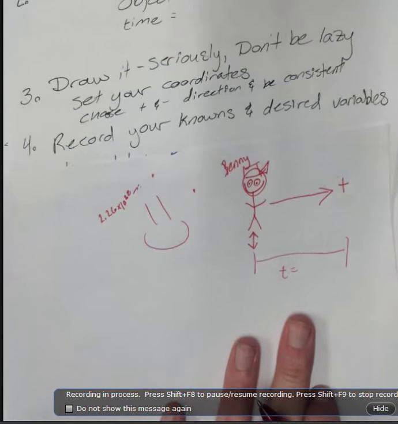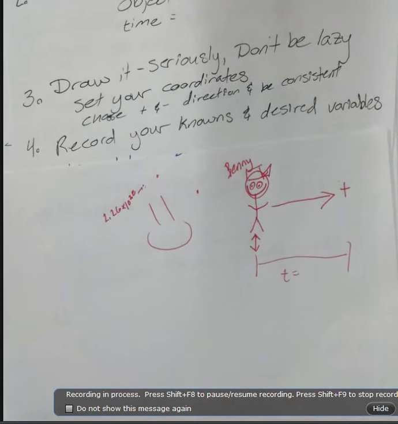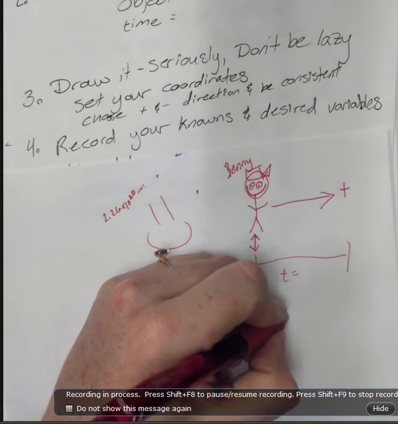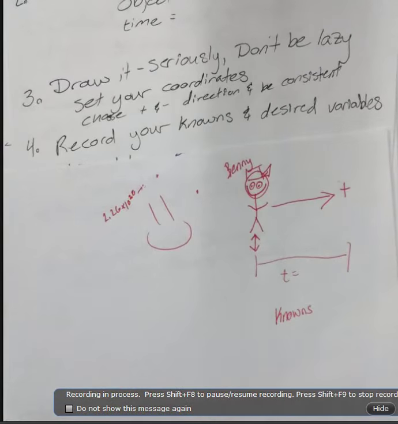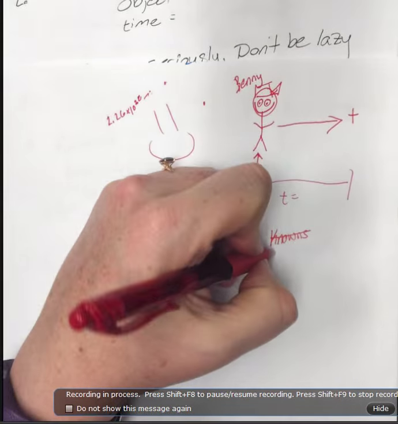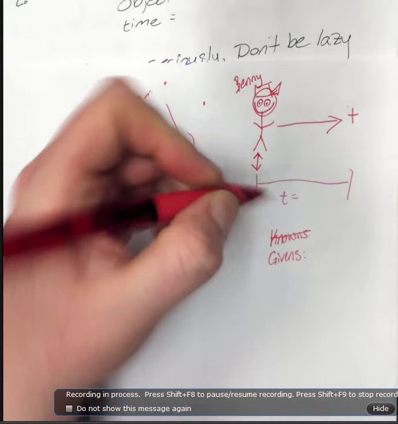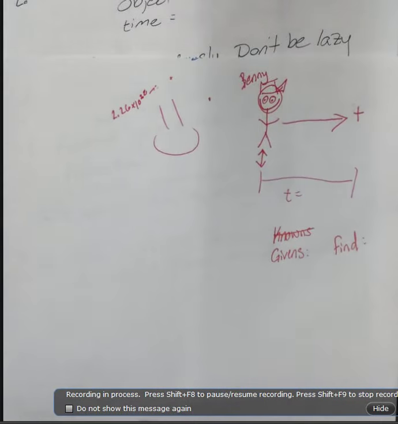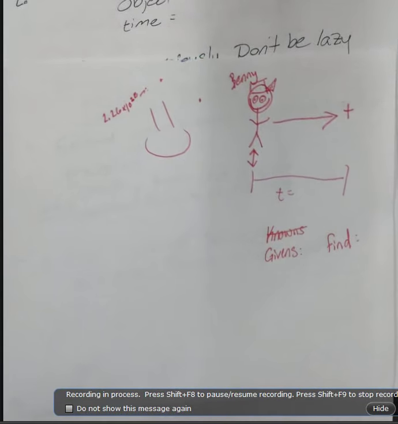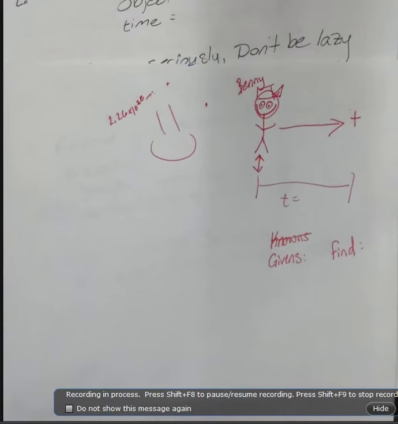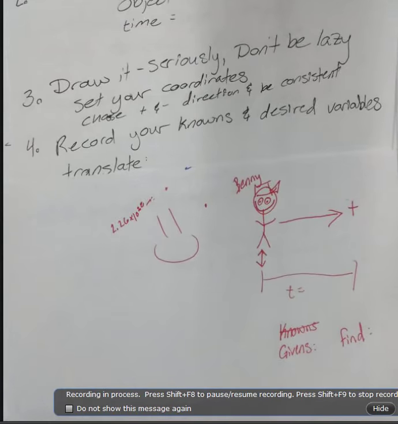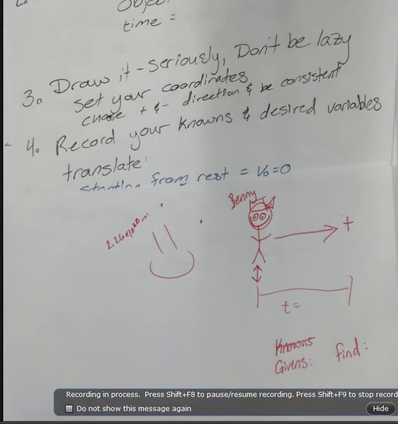Then we're going to record our knowns and what we desire. When we record our knowns, you can make a list of knowns, or, with the terminology you might be more familiar with, givens. You also want to be very specific about what you're trying to find. In fact, you should write down what you're trying to find first, because that's the whole point of doing the work. So make sure you record your knowns and the desired variables that you're trying to establish.